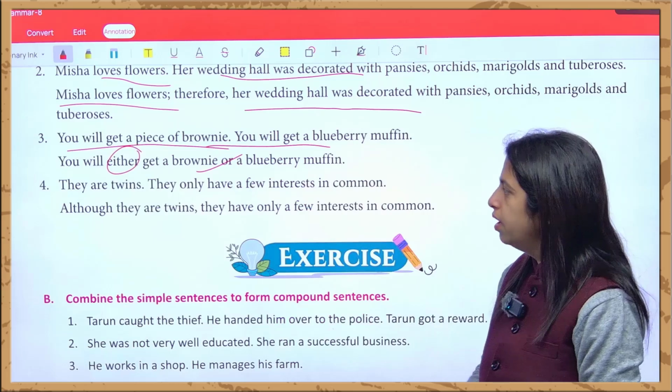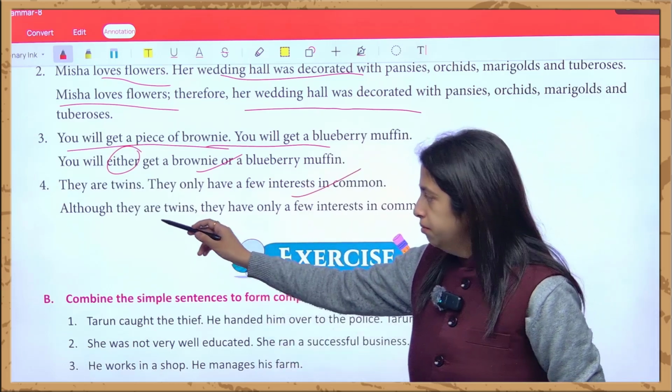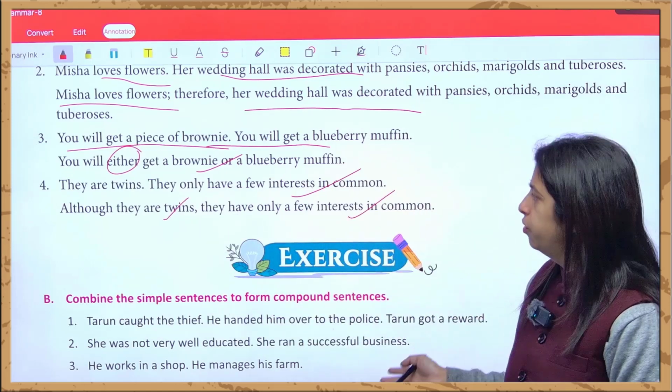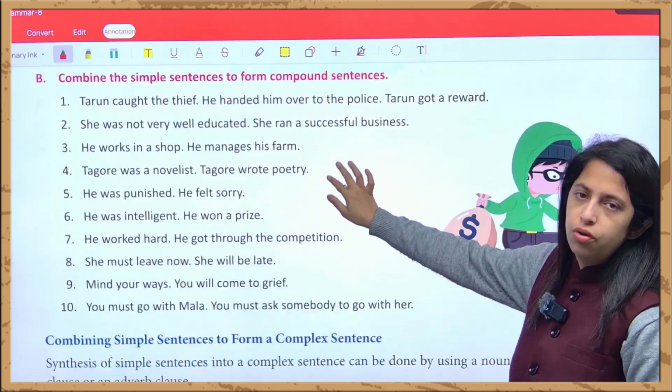They are twins, right? They only have a few interests in common, right? Although they are twins, वो लोग twins हैं, but still they have very few interests in common, right? On behalf of this, you have to complete exercises on your own.